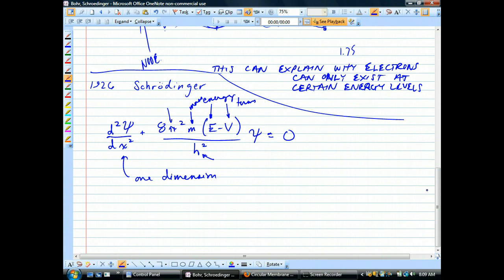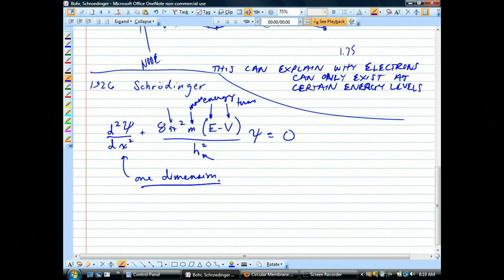Now this thing, if it was in 3 dimensions, would fully describe the electron in the atom. And it works. You can do calculations. We'll see some of the consequences of this, even though we won't actually be doing any calculations with it. So this is in 1 dimension only.